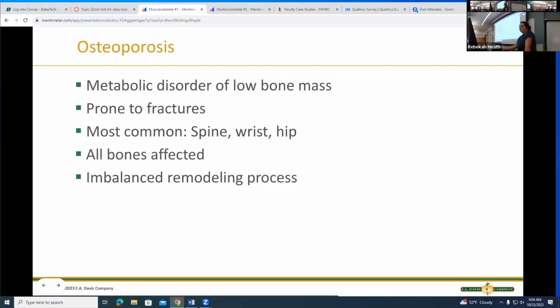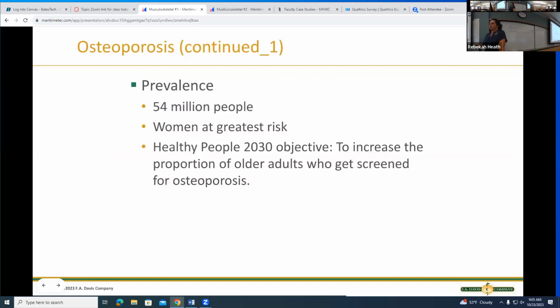All bones can be affected, but the remodeling process doesn't always happen uniformly, because they don't have a lot of calcium. We're trying to get it back into them so they can heal back up. It's pretty prevalent. Women are at greater risk than men. Usually it's smaller, white, smaller stature women.